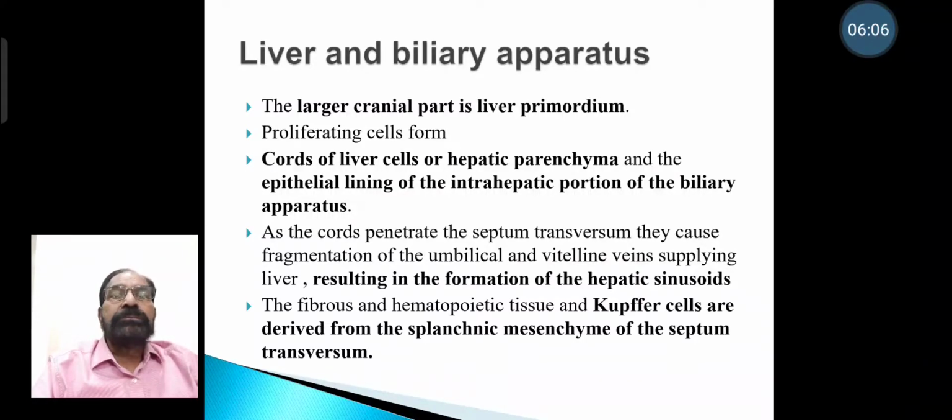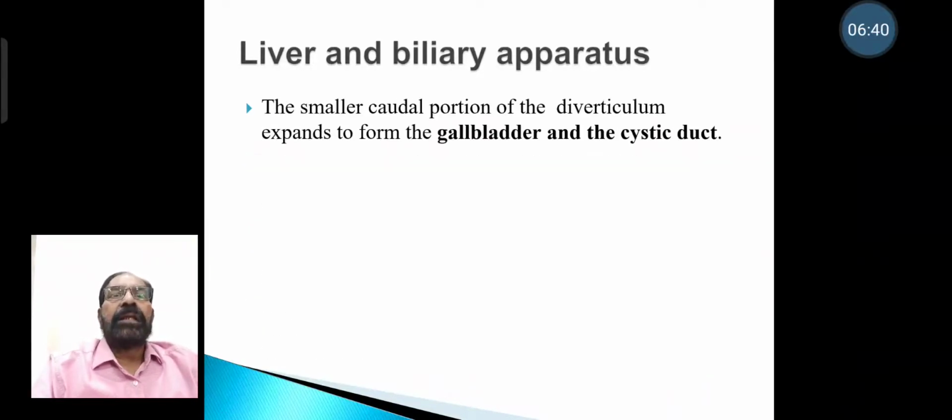Proliferating cells form cords of liver cells or hepatic parenchyma, and the epithelial lining of the intrahepatic portion of the biliary apparatus. As the cords penetrate the septum transversum, they cause fragmentation of the umbilical and vitelline veins supplying the liver, resulting in the formation of hepatic sinusoids. The fibrous and hemopoietic tissue and the Kupffer cells are derived from the splanchnic mesenchyme of the septum transversum. The smaller caudal portion of the diverticulum expands to form the gallbladder and the cystic duct.